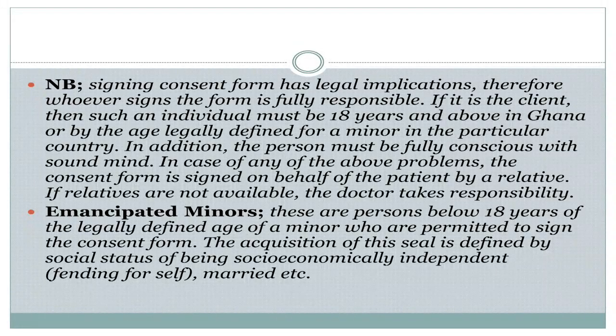Emancipated minors are persons below 18 years, the legally defined age of a minor, who are permitted to sign the consent form. The acquisition of this status is defined by social status, such as being socioeconomically independent, fending for themselves, married, etc. So if the person is not at the legal age of 18, but is fending for themselves, is married, or whatever the case may be, this group of people is termed emancipated minors, meaning that they can sign the consent form by themselves.